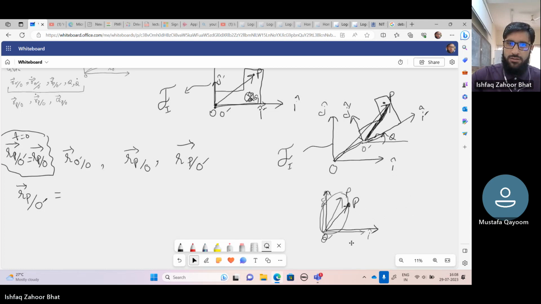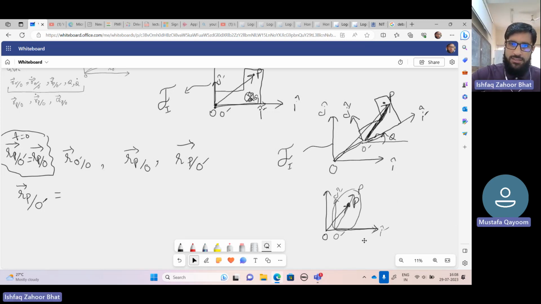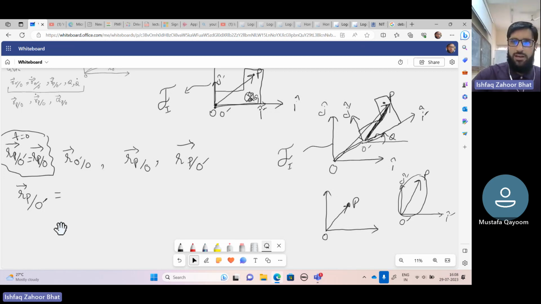If you take, you can clearly see that O dash P and O P are not the same, isn't it? And you can clearly see that basically O P at t equals 0 has been rotated to get this O dash P. So we can get this R P O dash simply by rotating R P O. Is it clear? Yes, sir. Okay, so we can get this value.